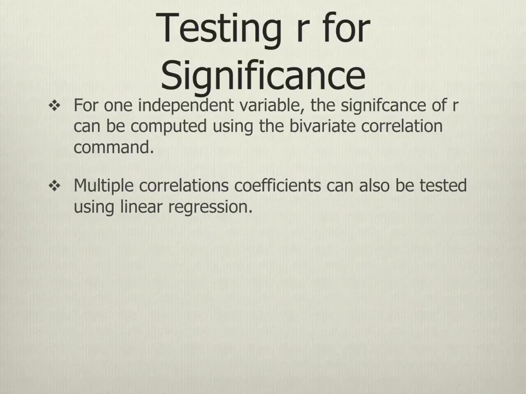We're going to focus on testing the relationship between two variables. However, be aware that multiple correlation coefficients can also be tested using linear regression. We're going to touch on this at the end of the class. We're also going to go over how you can actually include a categorical variable in a linear regression equation with the use of dummy variables.